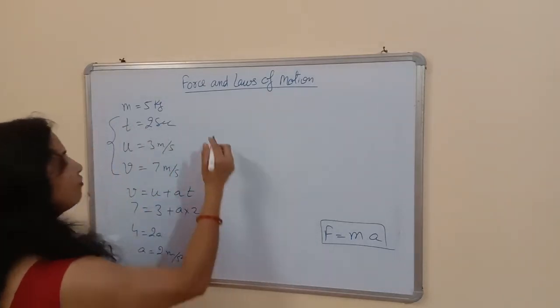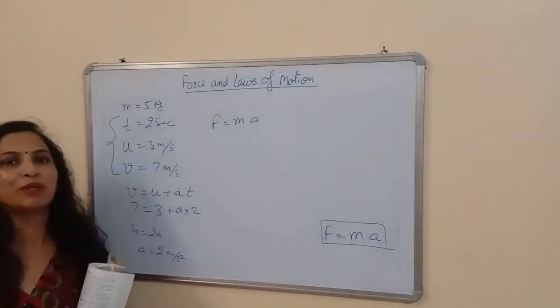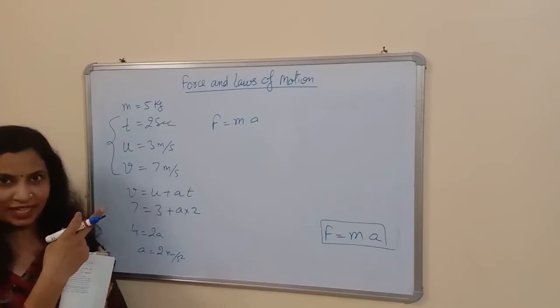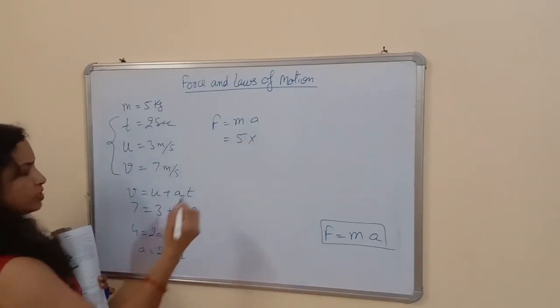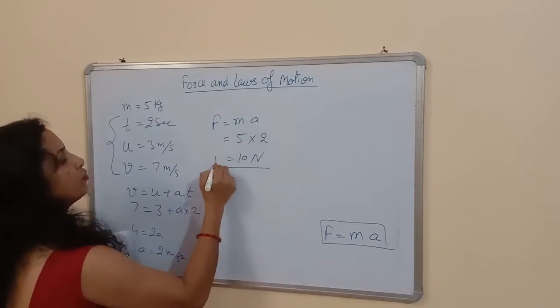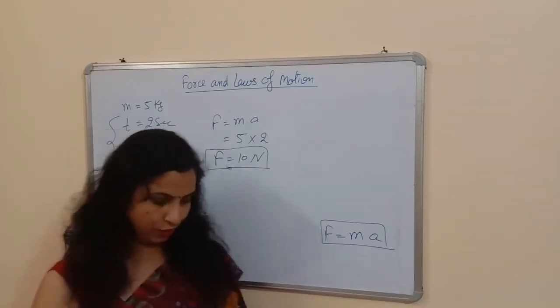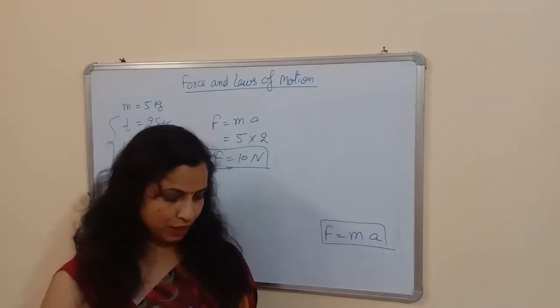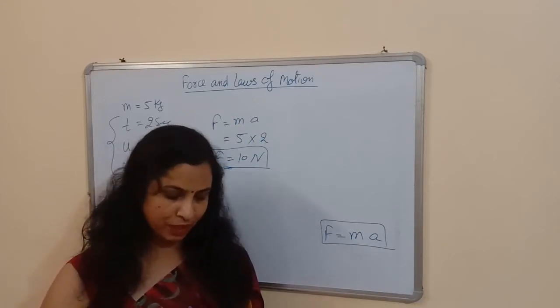Now for finding the force applied, we apply the formula F is equal to m into a by Newton's second law. What is the mass of the body? It is 5 kg, and acceleration is 2 meter per second square. So that is 10 Newton, the force applied on the body. Okay, so this is one of the questions, and the next question is: which would require a greater force?